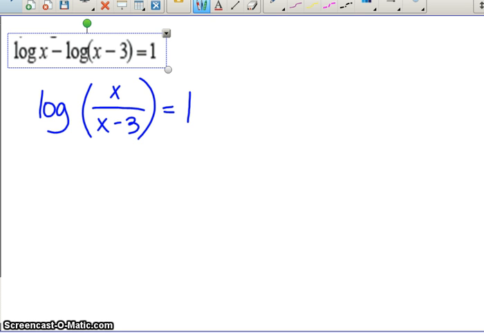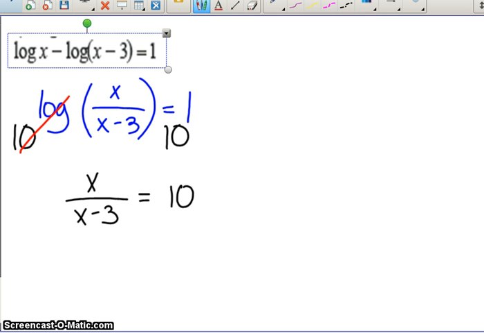Now we're ready to undo the logarithm. Because our base is 10, we're going to exponentiate both sides with a 10. So we have 10 to the log of x over x minus 3 equals 10 to the first. Now these are gone, and we have x over x minus 3 equals 10 to the first, which is just 10.